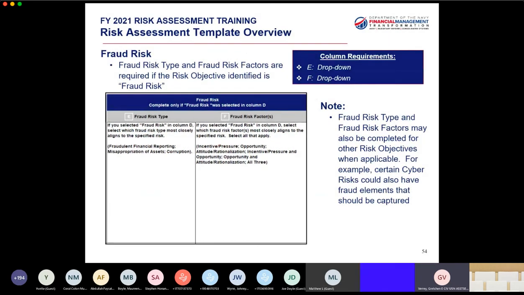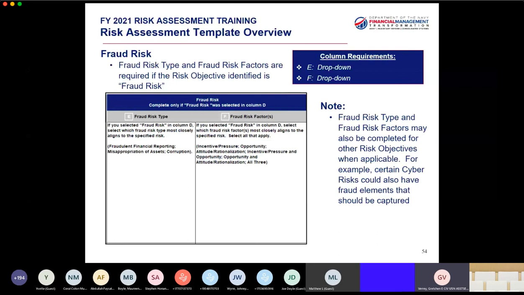All right, so the next couple columns of the template address fraud. So this is where, if your risk is potentially a risk that could have a fraud element, then you would want to identify your fraud risk type, and then also your fraud risk factors. More information about the fraud risk type and the fraud risk factors is included in the implementation guide, and there's going to be a whole training to cover more about fraud later in the process. So we're not going to spend a lot of time on this right now.